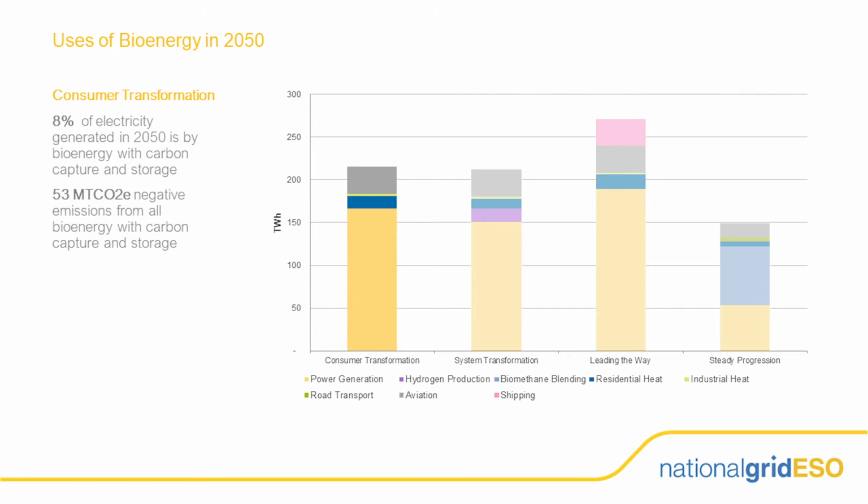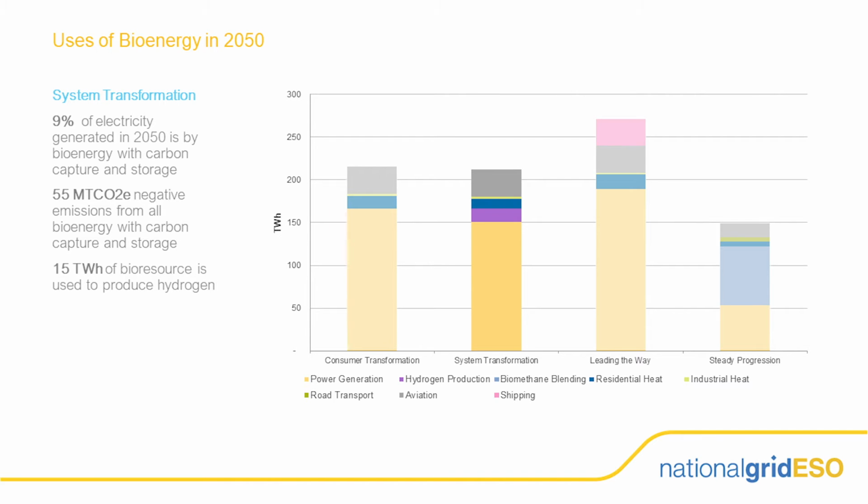Residential heat in blue represents homes that are hard to bring onto the networks and is present in all scenarios. Aviation in grey is the same across all scenarios and is to help decarbonise this sector. Industrial heat in the blue can be combined with CCUS, and in total, all bioenergy in this scenario gives us a negative emissions of 53 megatons of CO2 equivalent in the year 2050.